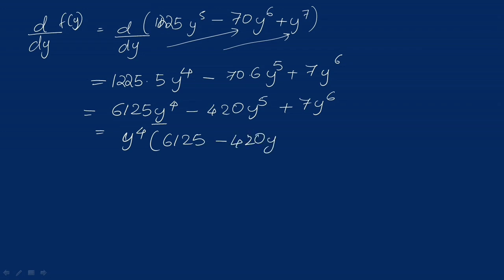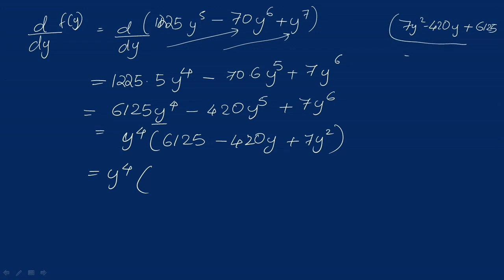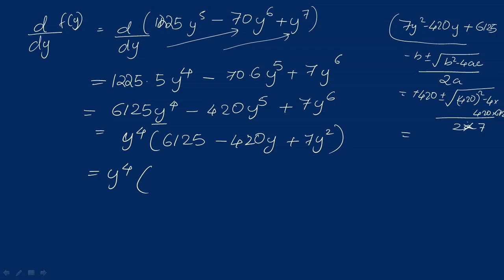Taking y raised to 4 outside, we have y raised to 4 into 7 y square minus 420 y plus 6125. It is a quadratic equation. In order to find y, we have minus b plus or minus root of b square minus 4ac by 2a, and we apply that formula here. Instead of b we have minus 420, instead of a we have 7, and instead of c we have 6125. Applying each and every value, we have two values for y, that is 35 and 25.